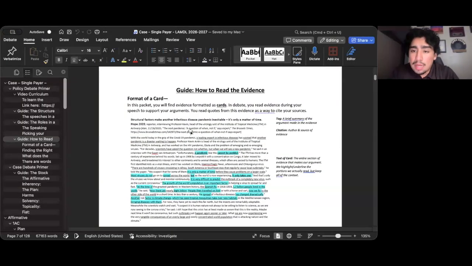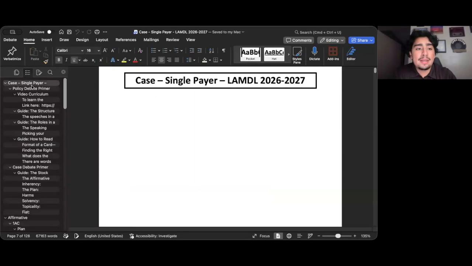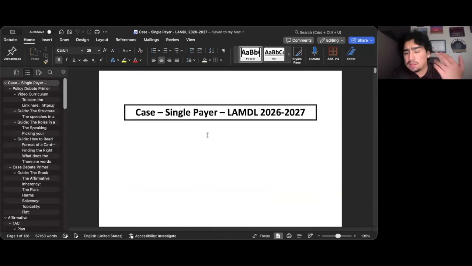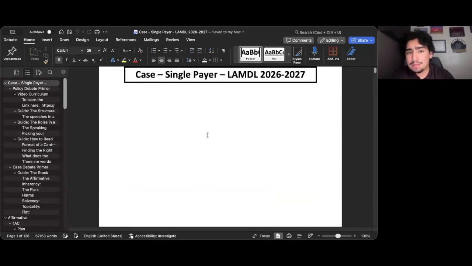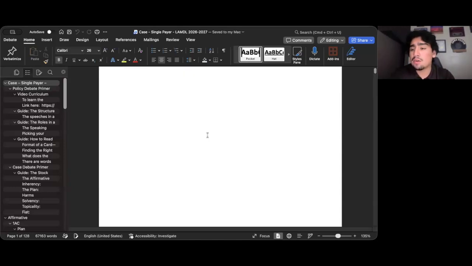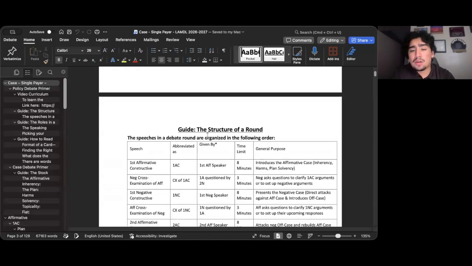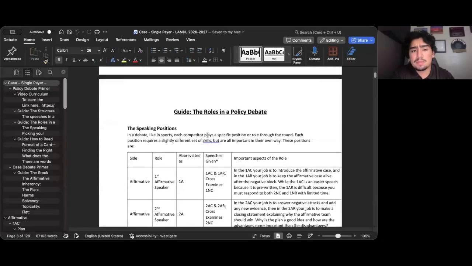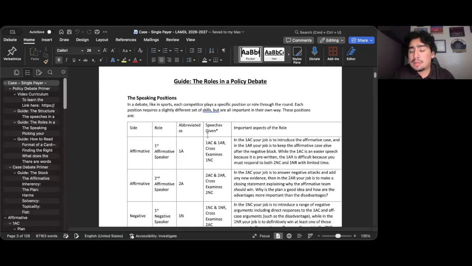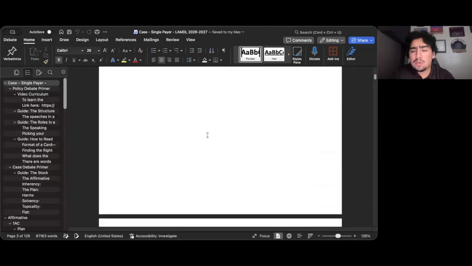Okay. So, inside your case file, you are going to see at the top of the file what the file name is. Depending on the season, it might be the one that you're seeing right now, or it could be something else. You're going to have a policy debate primer that links the video curriculum, structure of the round, which we talked about, roles in policy debate, which dives a little deeper as to what each speaking role is going to be.